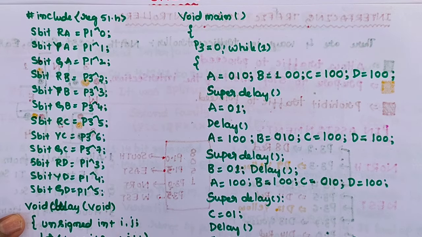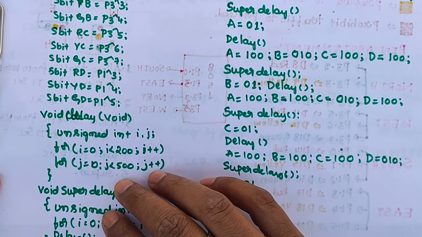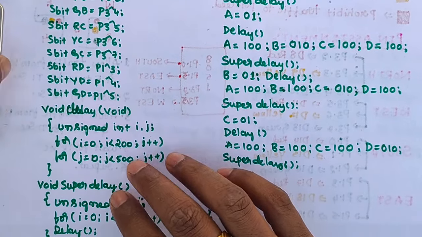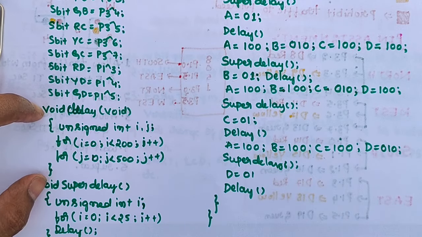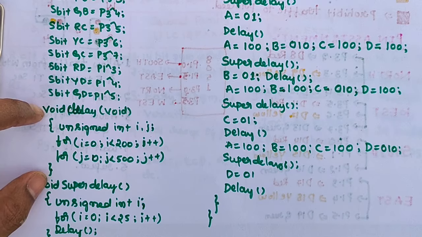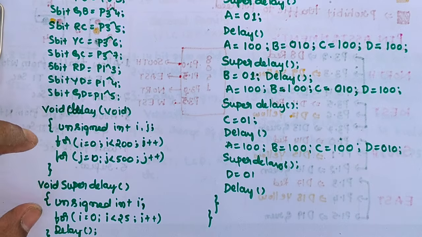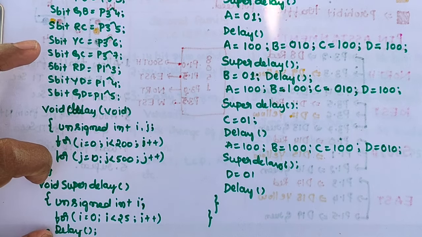In void delay, I am defining two delays. I already told you about the delay. This delay program is used for the transition from green to red. That means only one way is made green and the remaining ways are all made red. For that purpose we are using the timer for T1 seconds, nothing but a delay, and T2 seconds for the transition from yellow to red or yellow to green, which uses the super delay.